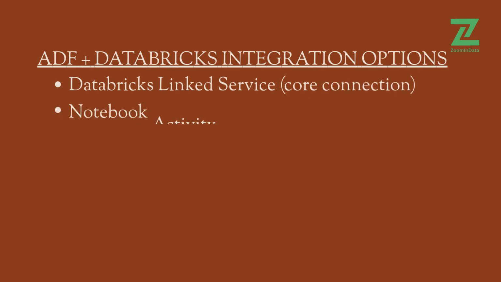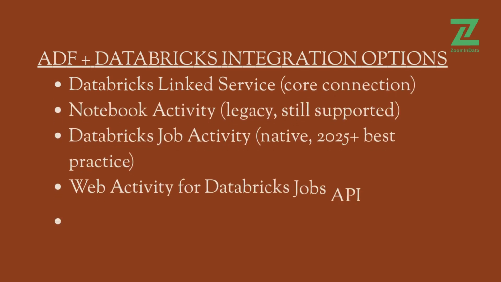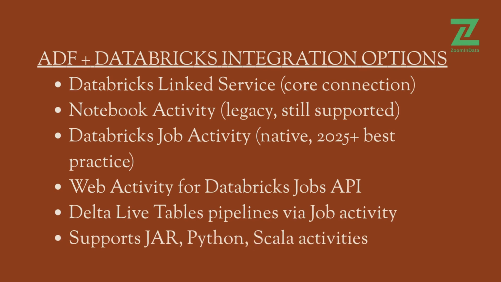There are several ways to integrate. The foundation is the Databricks linked service for connectivity. The notebook activity lets you run individual notebooks directly. However, the Databricks job activity, introduced as native support, is now the recommended best practice for triggering entire Databricks workflows or jobs from ADF. You can also use web activity with the Databricks Jobs API for custom calls, or trigger Delta Live Tables pipelines. Additional options include Jar, Python, or Scala activities for specific code execution.